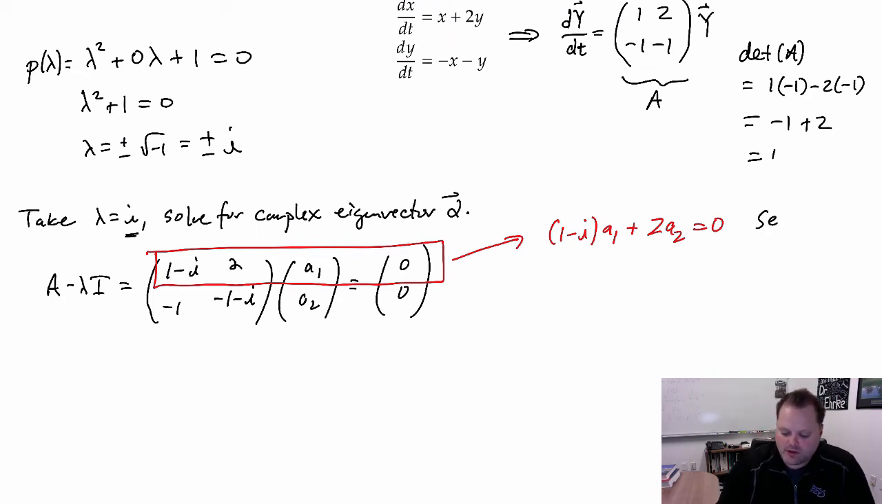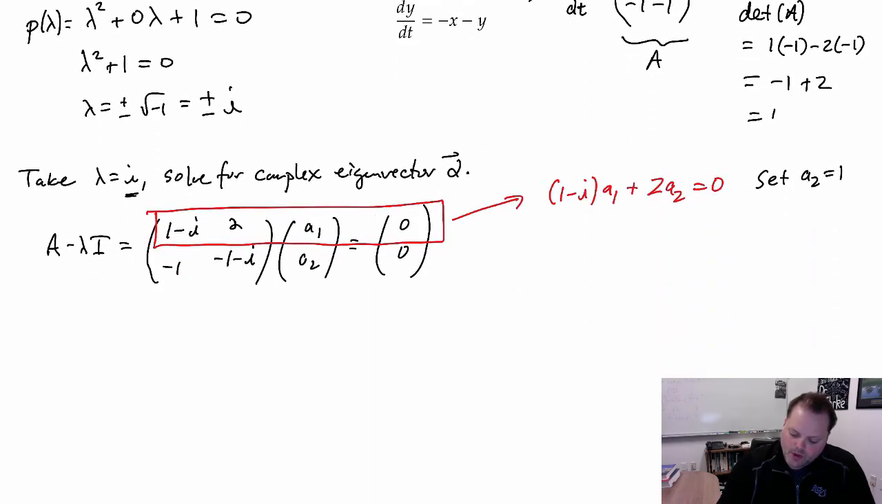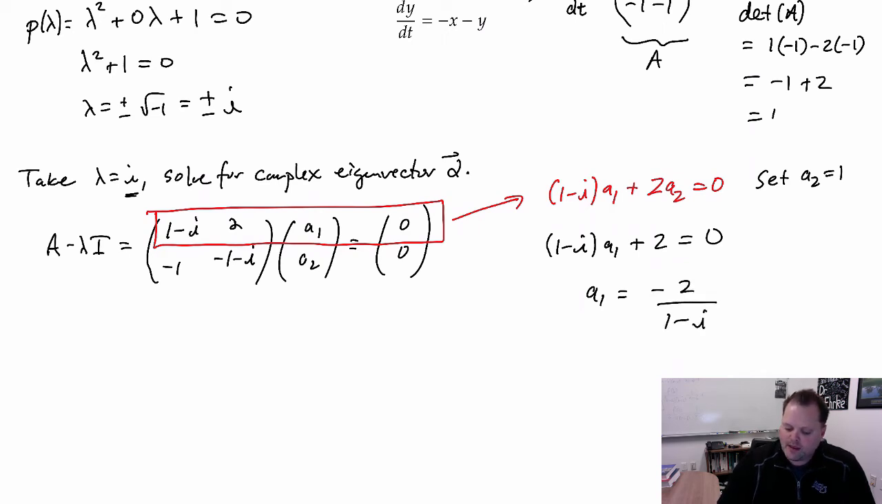So here's what I would do. I would set, say, a2 equal to 1. If you do that, then you have 1 minus i times a1 plus 2 equals 0, so a1 would be negative 2 over 1 minus i. Now, that's one possible way, but I would not recommend it because you're dividing by the imaginary number.